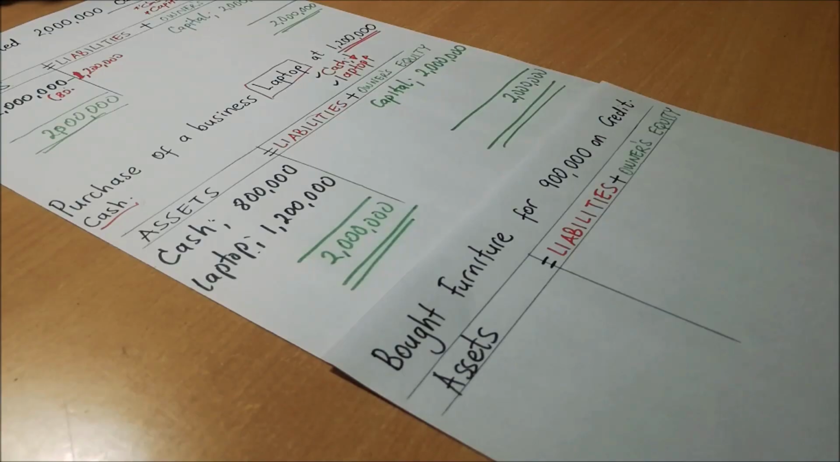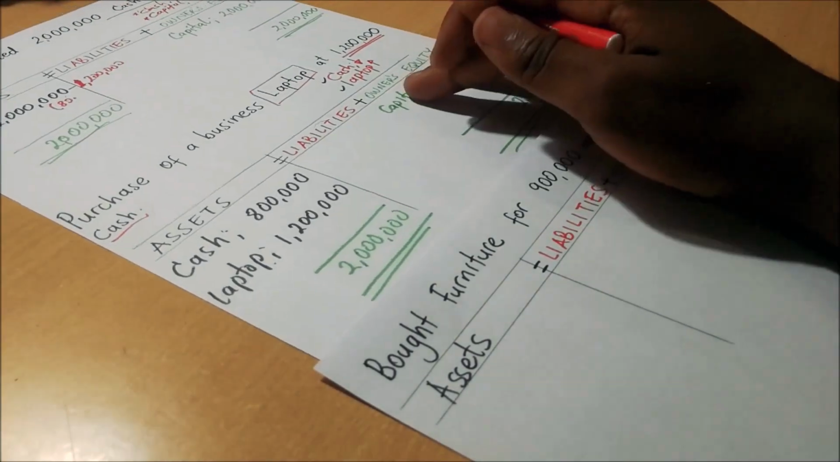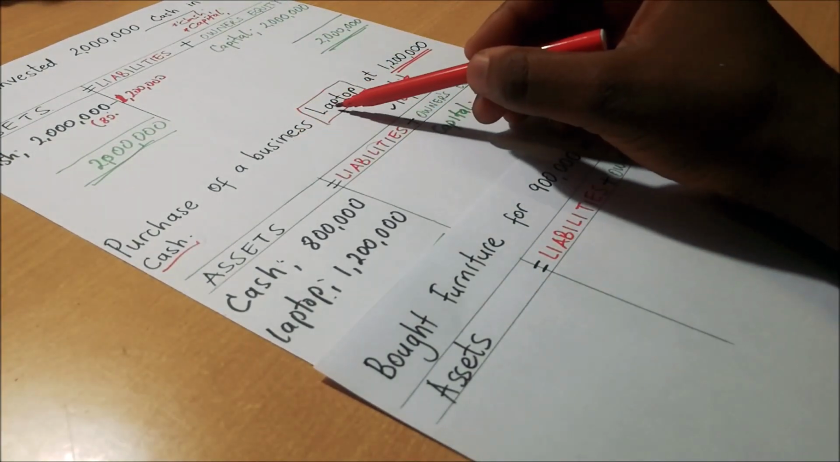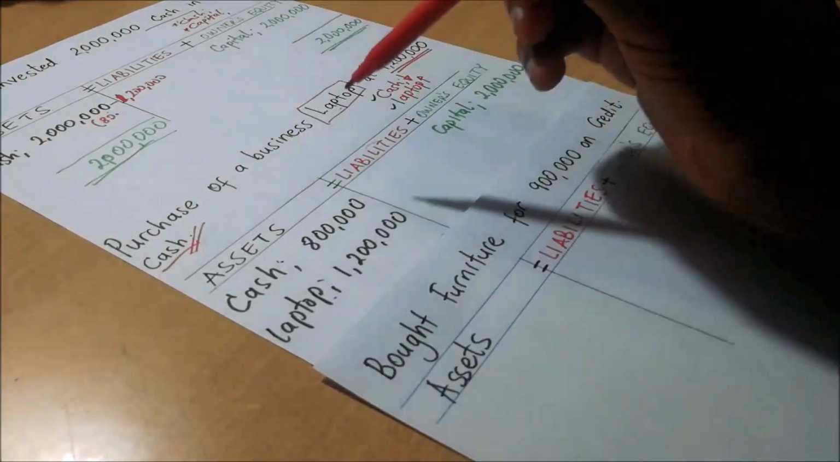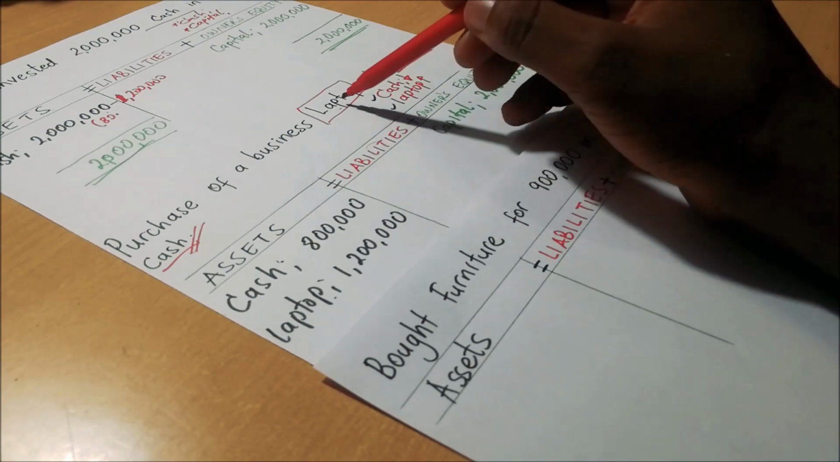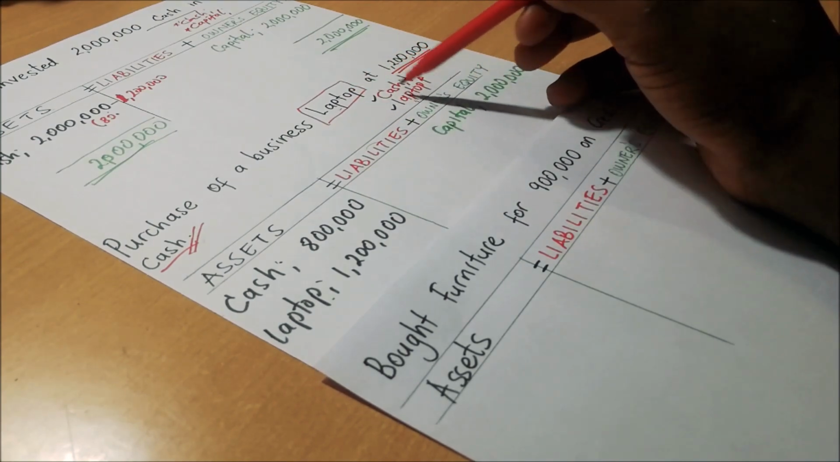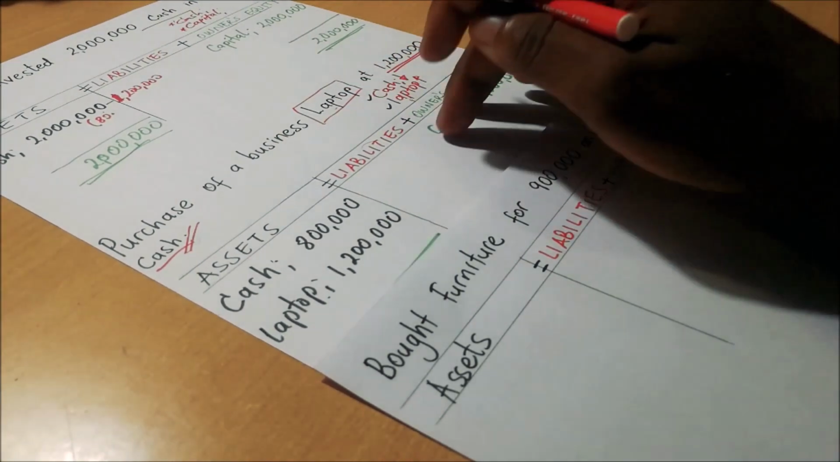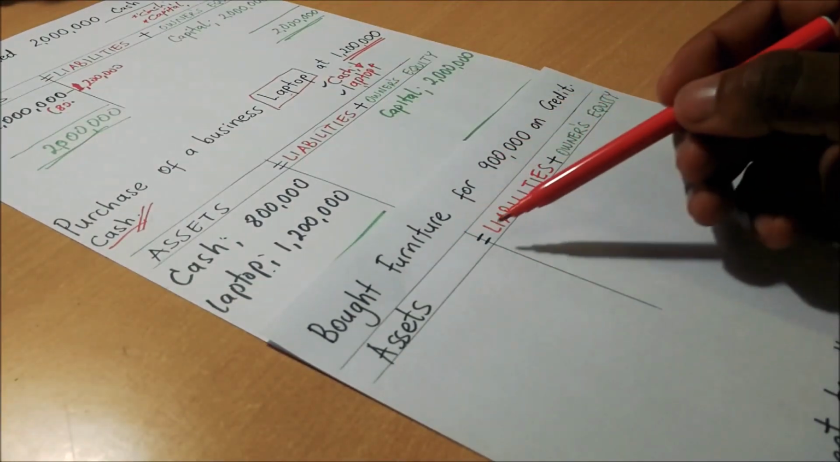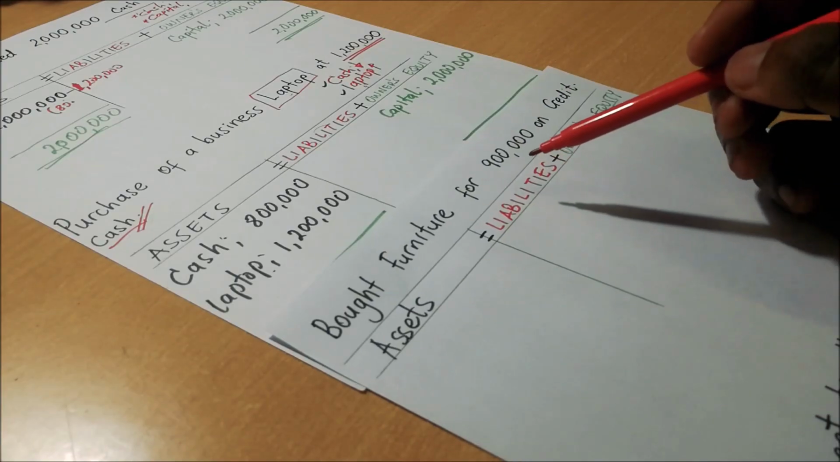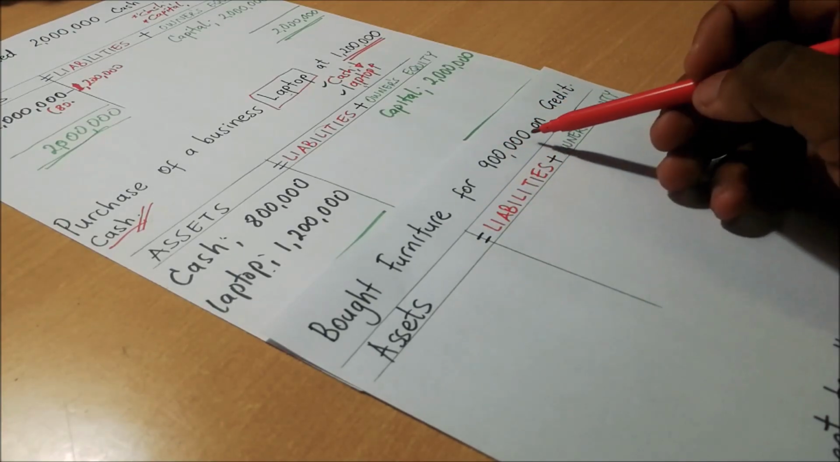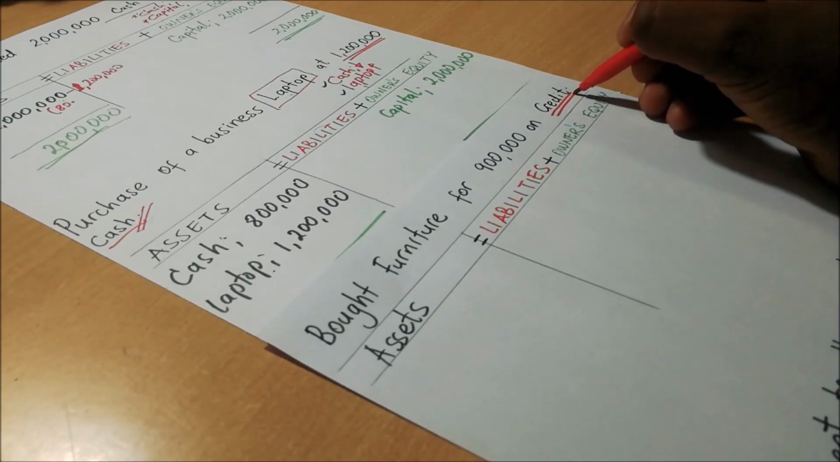The next transaction says that bought furniture for 900,000 on credit. Now remember, in our previous transaction, we bought a laptop, 1.2 million cash. When we used cash, the cash in the business reduced and we were able to acquire the laptop. Those are the two items that were affected. This was a cash transaction. However, when you come to this one here, this is not a cash transaction, as you can see. The transaction states that bought furniture for 900,000 on credit.